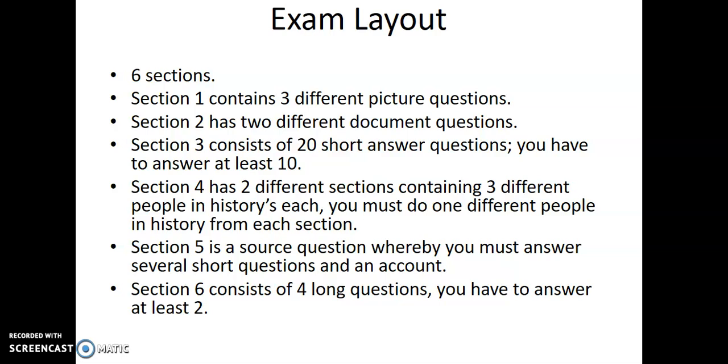And section 6 will consist of 4 long questions where you answer at least 2. And again, the majority of that will come from third year, but there are times where you can see first and second year topics come about.